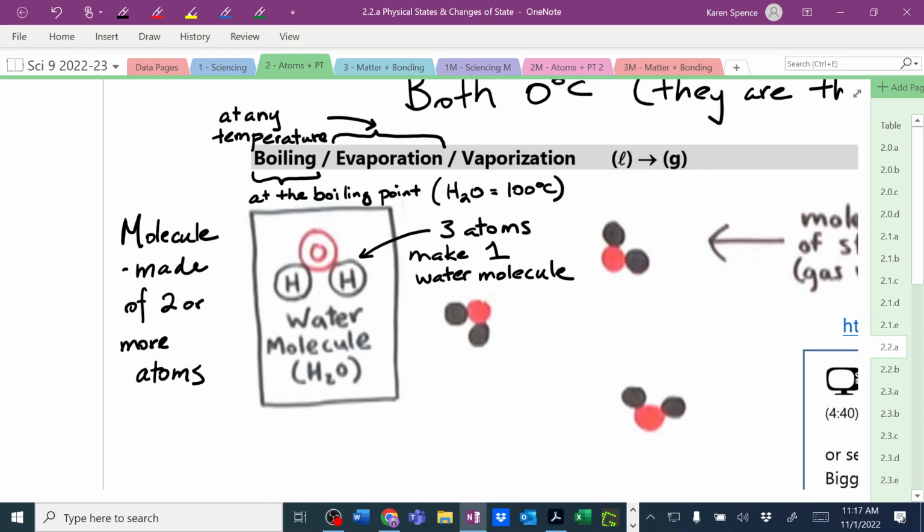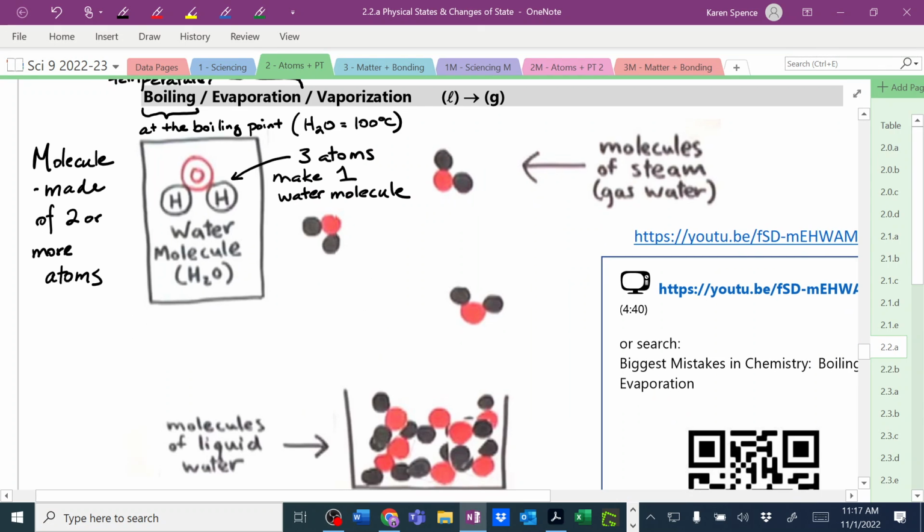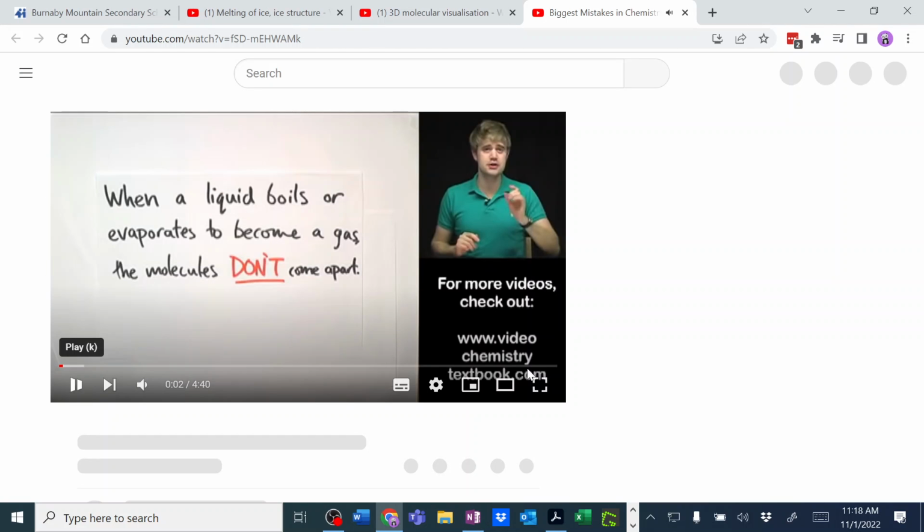And these are our little molecules of steam here. These are our molecules of liquid water. And we're going to let Tyler, my friend Tyler, talk to us about evaporation or boiling. Here's one of the biggest things. Okay, make that big.